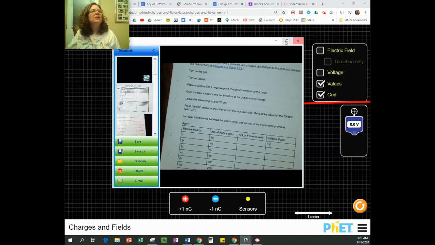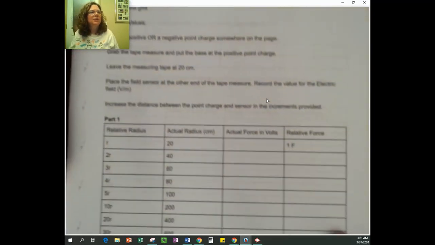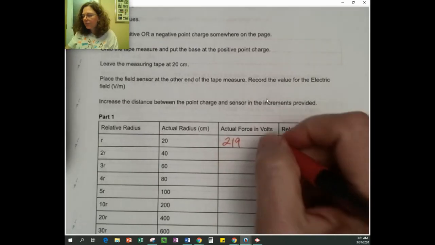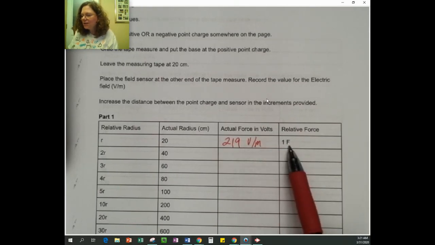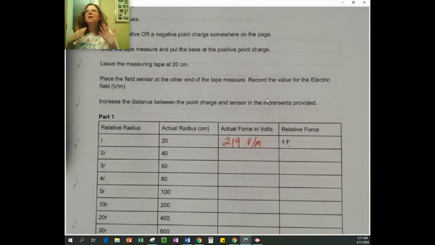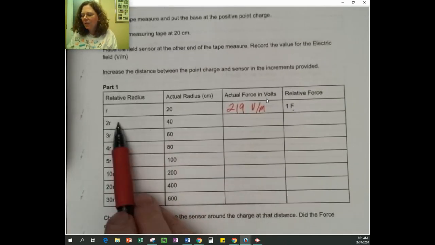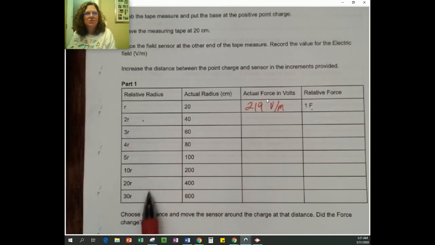All right, so then we put this down. There we go. So 219. And then our unit is volts per meter. Just go with it. It's just a unit. All right, so we're going to say that's our first data point. So this is our standard that we're going to measure everything off with. So now what we're going to do is we're going to change the radius.